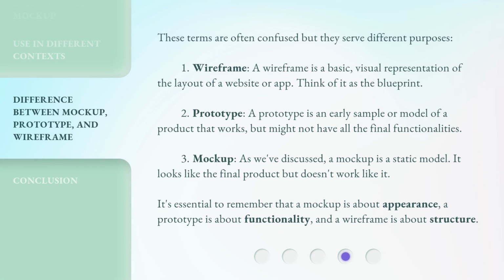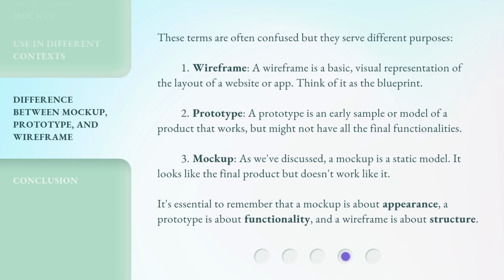These terms are often confused, but they serve different purposes. 1. Wireframe. A wireframe is a basic, visual representation of the layout of a website or app. Think of it as the blueprint. 2. Prototype. A prototype is an early sample or model of a product that works, but might not have all the final functionalities.